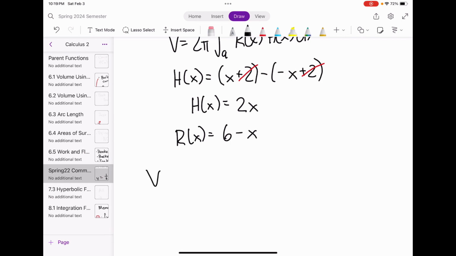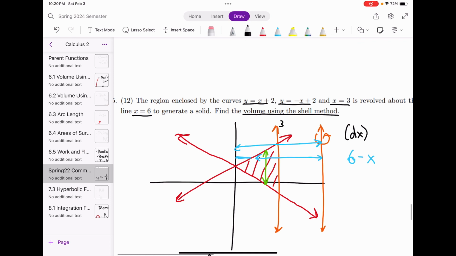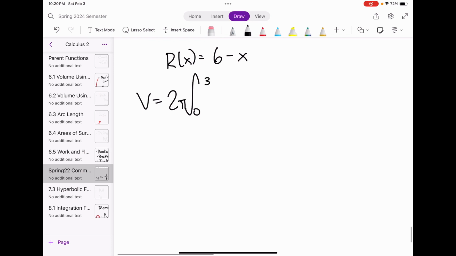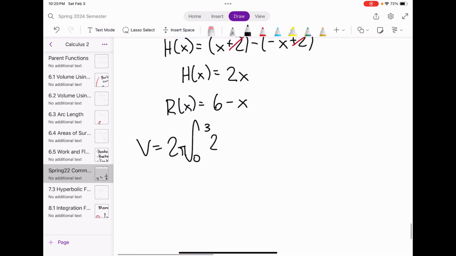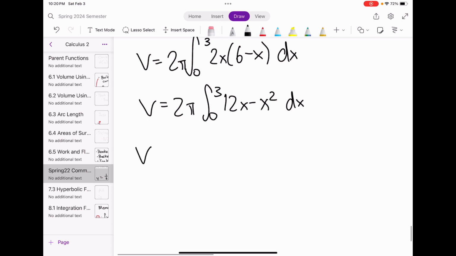V is equal to 2 pi, the integral from, and I'm going to quickly look back. Okay, so they gave this as 3, and obviously the first intersection point is at 0. So from 0 to 3 of 2x, 6 minus x, dx. So v is equal to 2 pi, the integral from 0 to 3, we'll distribute that, 12x minus x squared dx. And now we can just evaluate.